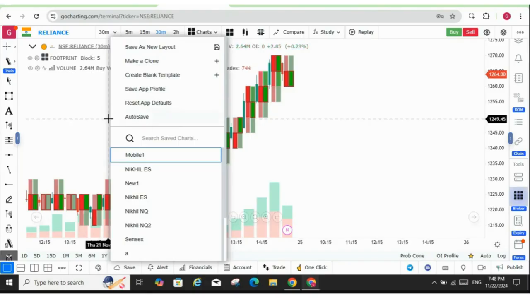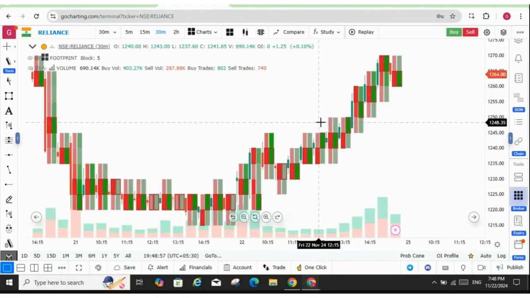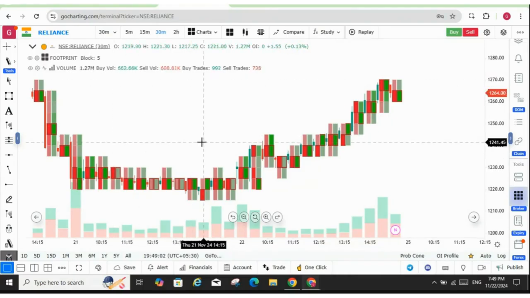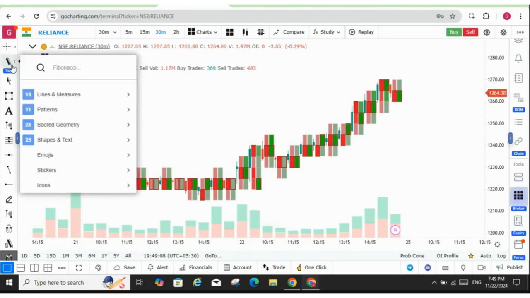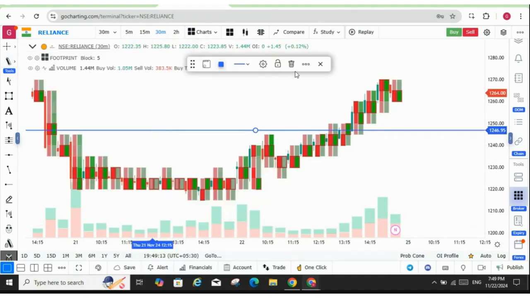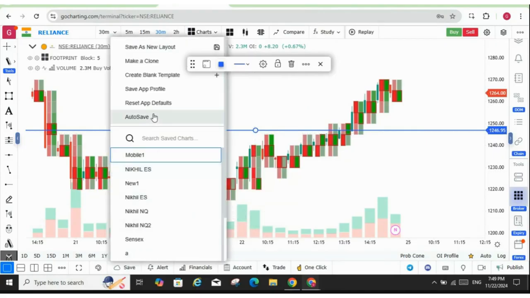So see, whatever settings of your chart, at a template level, say for example, if you have created some setting for an indicator or some drawing tool. For example, if I create this horizontal line, and then I go to settings and make some text change like 45 or whatever changes I can do, all these, if you click here and click on save app profile, will be saved in your profile.